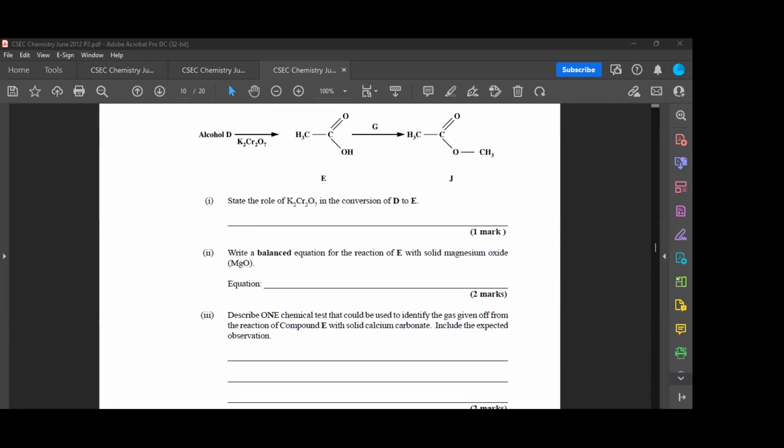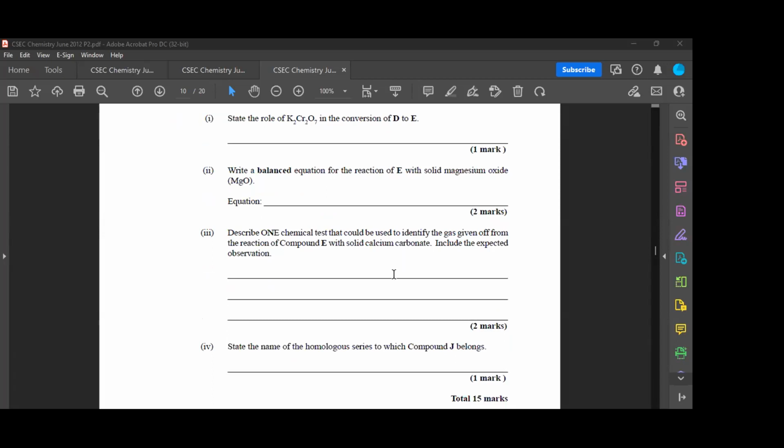So that's essentially what it's asking. You would bubble that gas into some calcium hydroxide solution. Of course, you'll have to mix this, turn it into a solution, bubble it inside it, and then you'll see the observation, which is that it turns milky white.